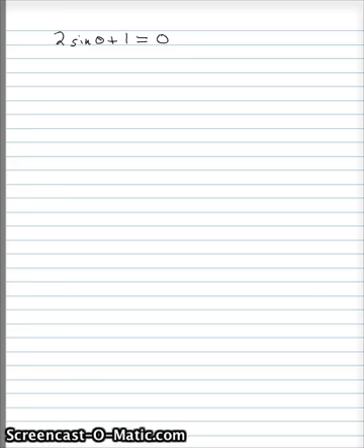And the first one we're going to look at is 2 sine theta plus 1 equals 0. There's an infinite number of solutions to this problem, but we just want those values that are between 0 and 2 pi. So we're looking for values of theta that land within that first cycle, between 0 and 2 pi.